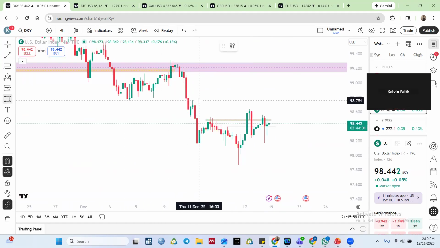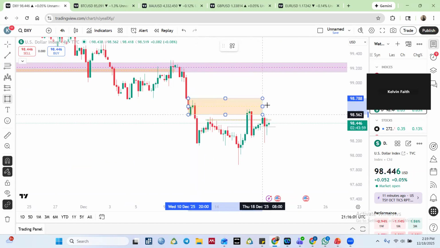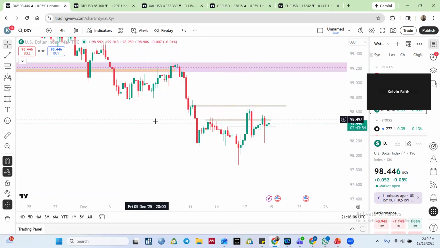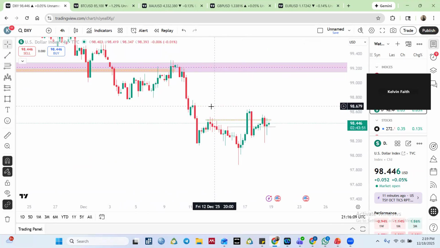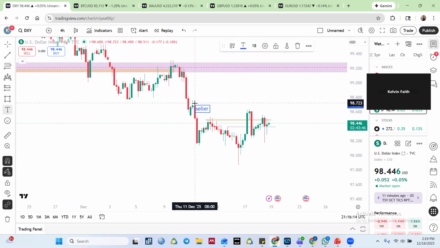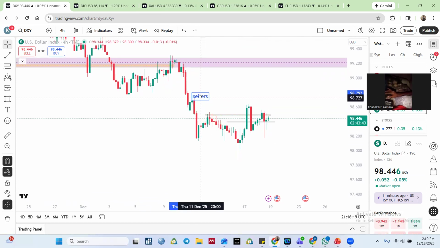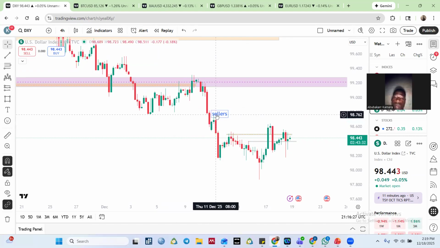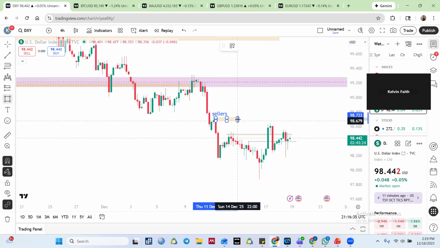I will mark this area as the most current area. I will mark here, and when I mark here, I mean I will look at here as sellers in the market. Sellers are here because when the market hit this small low here, it pulled up, and the sellers that came in here pushed the market down. So currently sellers are at this level.